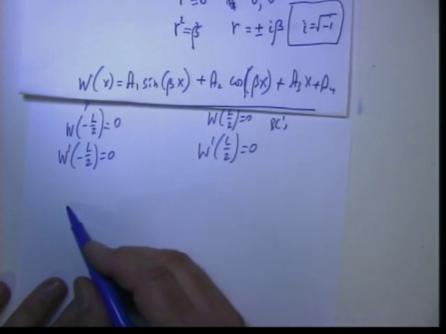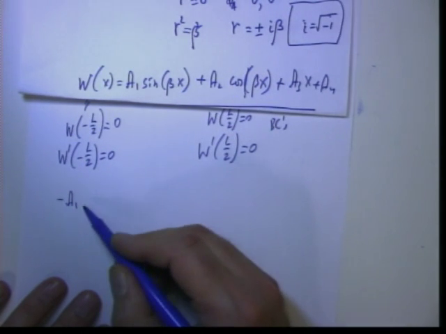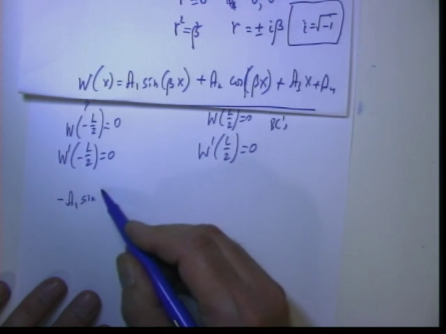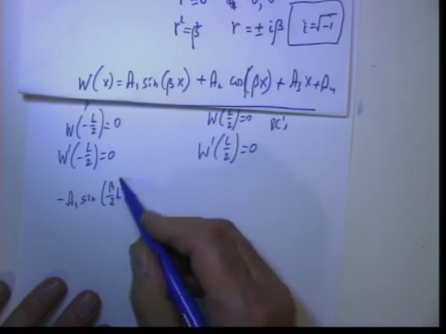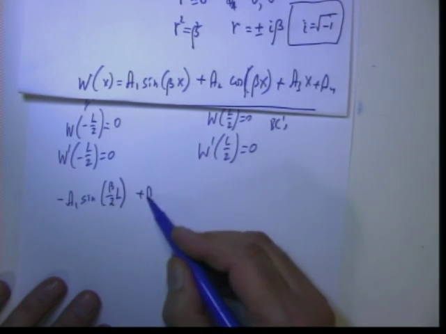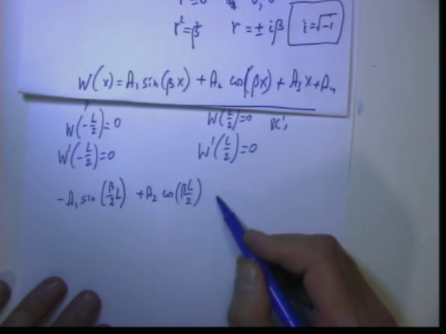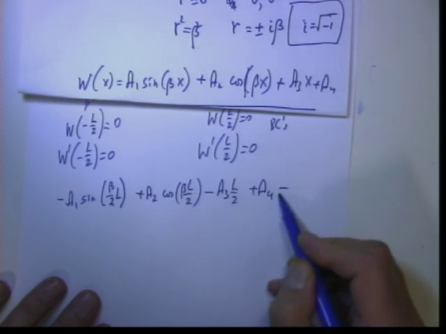Okay, so that will be A1, now I put minus L over 2, but sine is an odd function, so I will get minus sine of beta L over 2. Then plus A2 cosine beta L over 2. Then this guy, minus A3 L over 2 plus A4 equals 0.